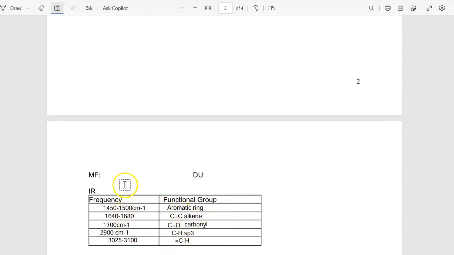So we can grab the information from that. So we should put 5 degrees of unsaturation. Our molecular formula is C10H12O.